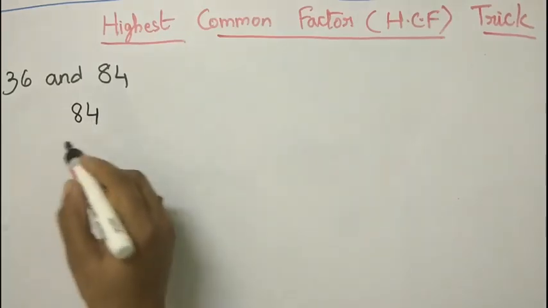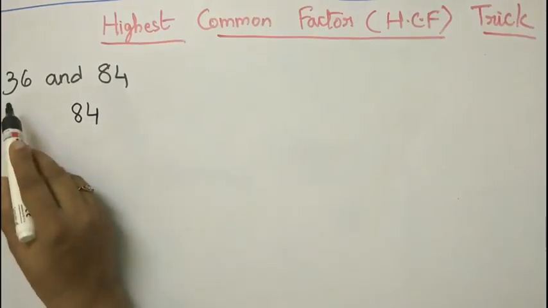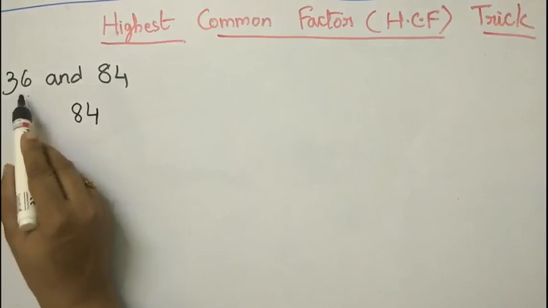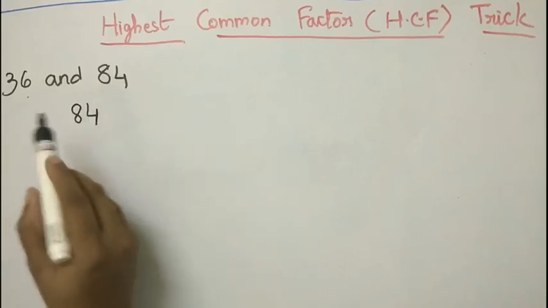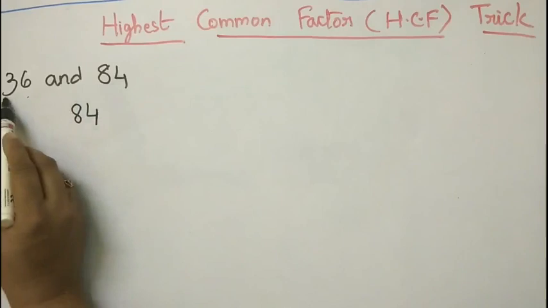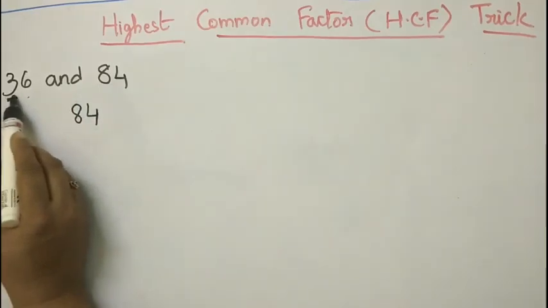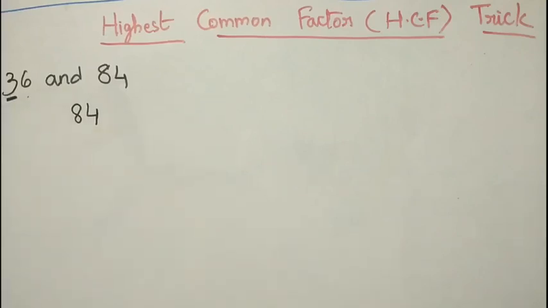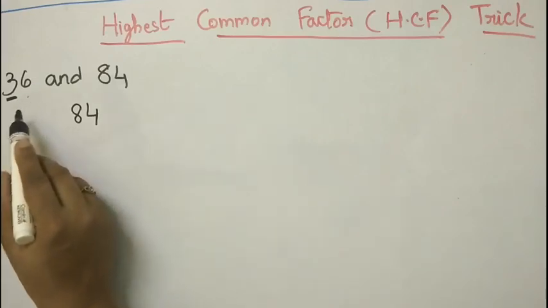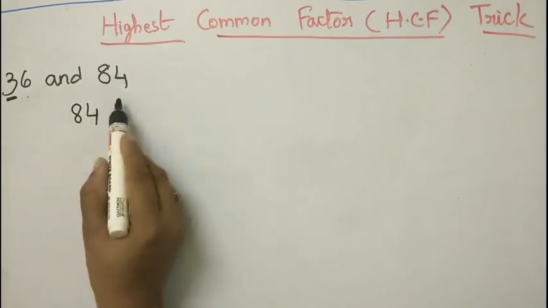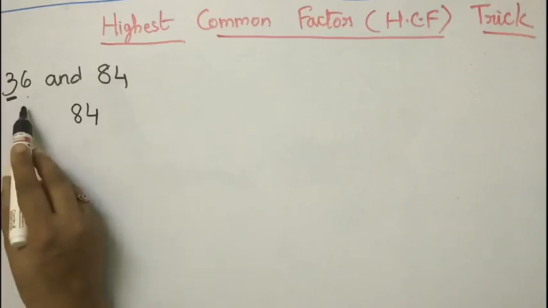Now check in the table of 36 where you will get the value 84 or less than 84. As it is double digit, I will check with the first digit, that is 3. 3 2s are 6. So 6 is less than 8. 3 3s are 9. 9 is greater than 8. So if you multiply 36 with 3, you will get a value greater than 84. So I will go with 2.